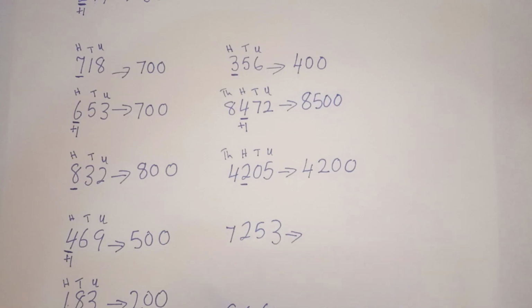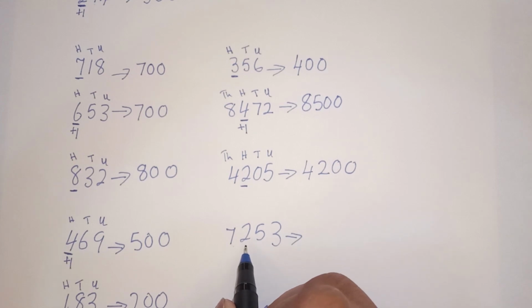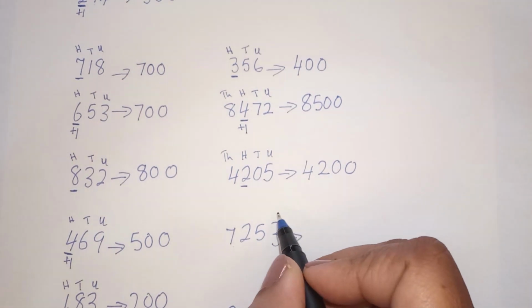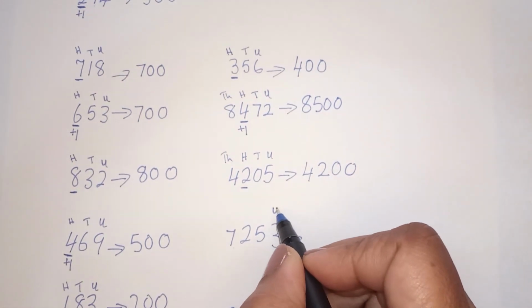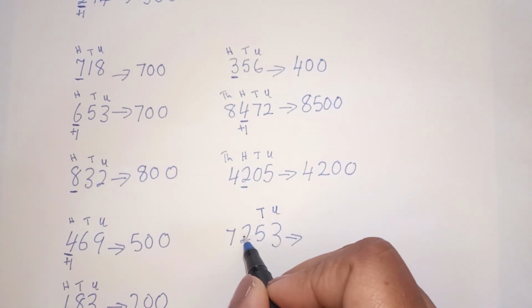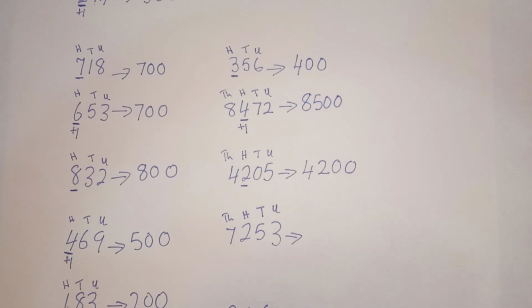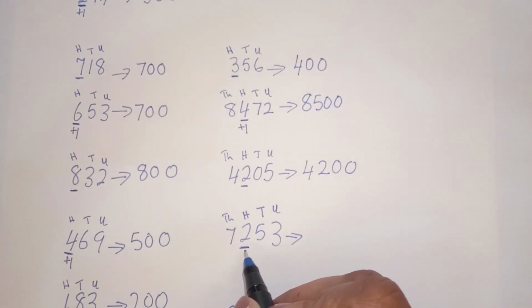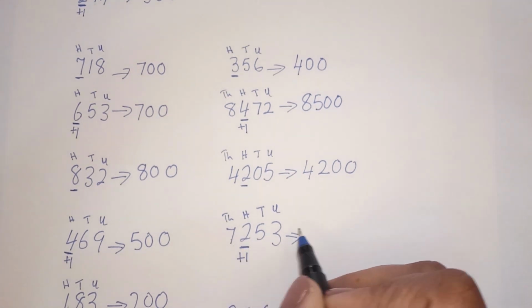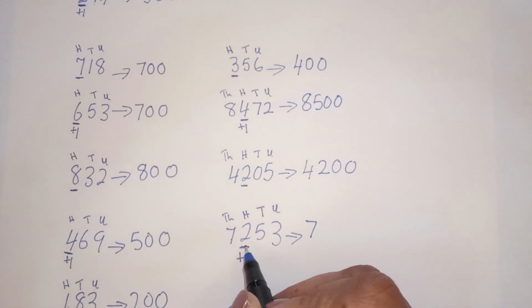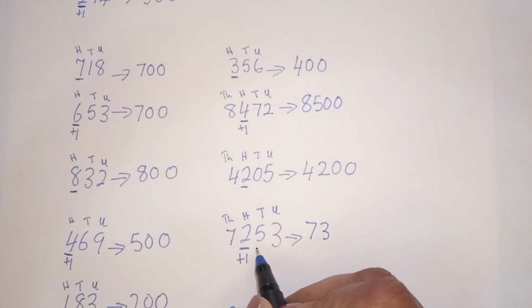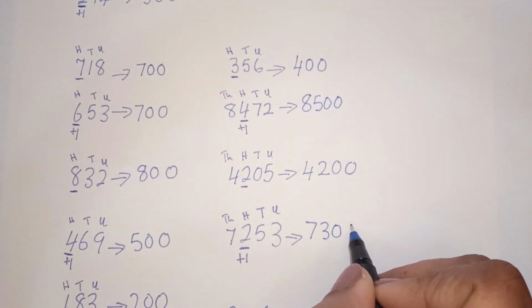Okay. Another example, we have 7,253. 3 is units, 5 is tens, 2 is hundreds, and 7 is thousands. So spot out the hundreds which we are looking for. 2. 5 can give 1 to 2, so 2 will be 3. So the 7 for 1,000 we write as it is. 2 will be 3, and 5 will be 0, and 3 will be 0.